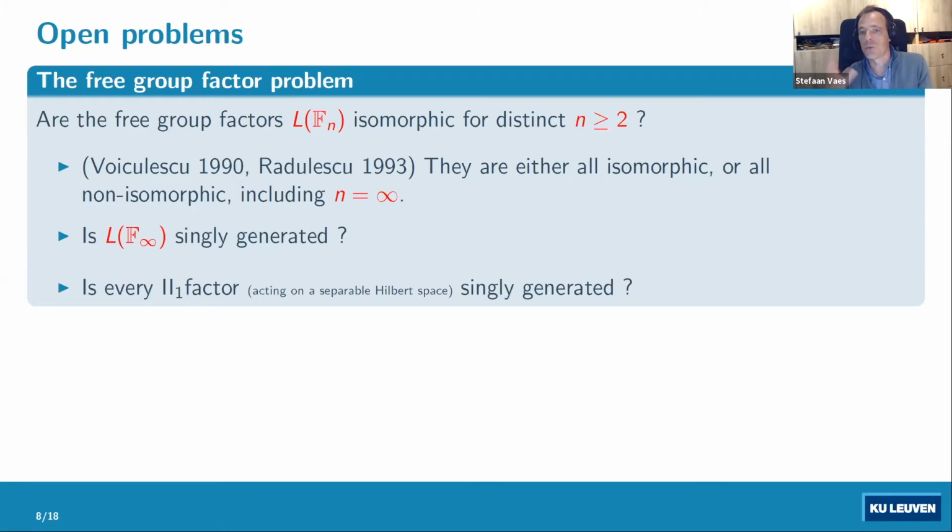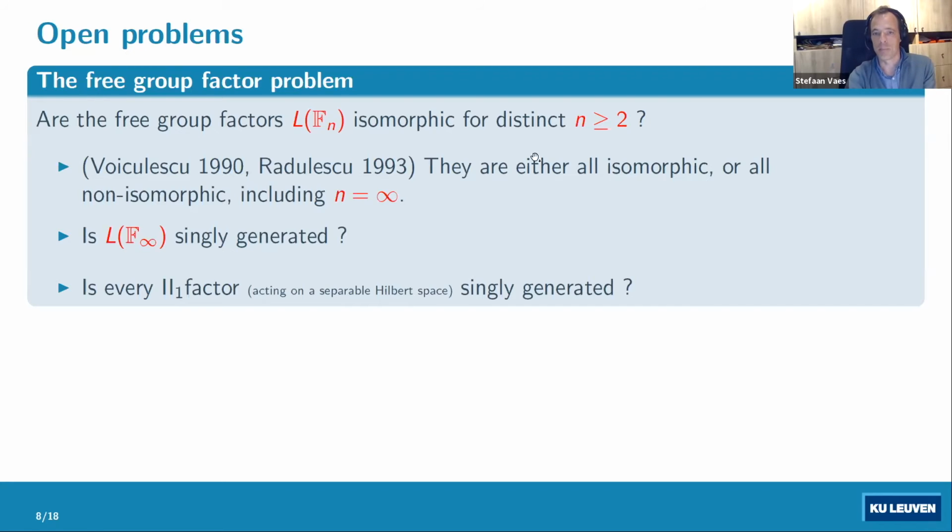So thanks to free probability theory, so thanks to the work of Dan Voiculescu and then later Florin Radulescu, we do know that there is a sharp dichotomy. So either they are all isomorphic or they are all non-isomorphic, and this even includes the case n is infinity.